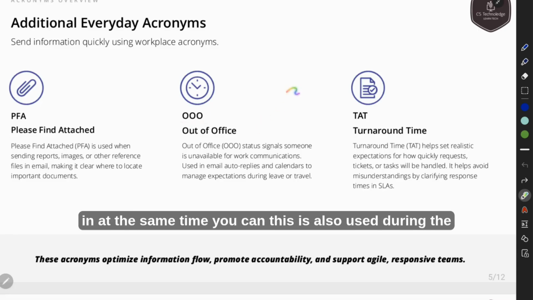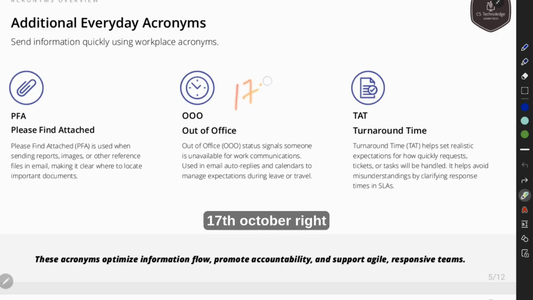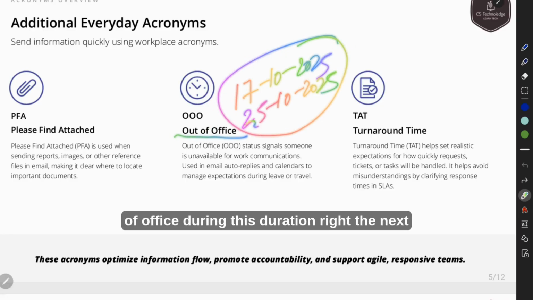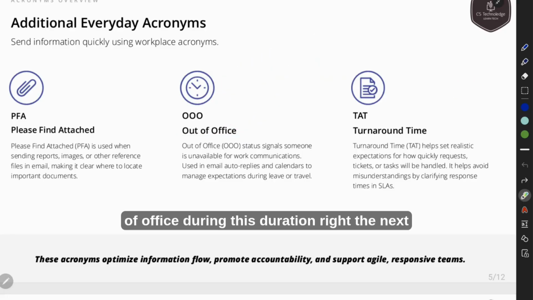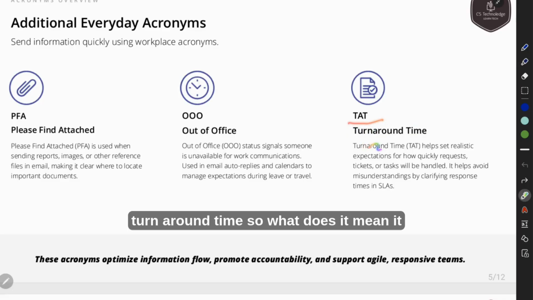You're not logged in. At the same time, this is also used during communications. You can also say that I am out of office from, let's say, 17th October till 25th October. So basically, you are telling that you are out of office during this duration. Fine. The next acronym is turnaround time.